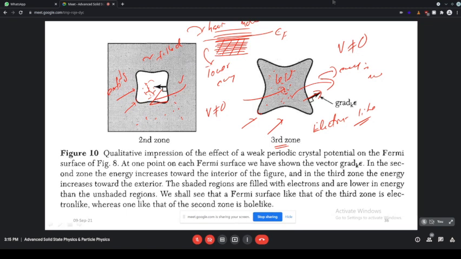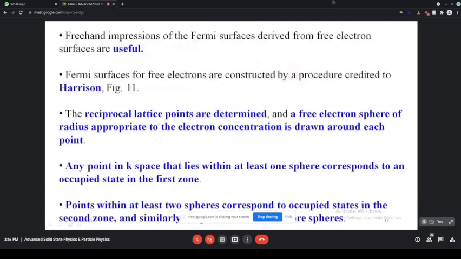As you go inside, there will be an increase in energy, and because these energy levels are empty, this is known as hole like behavior. Okay, because this is empty, and this is surrounded by the filled energy levels, this is known as third zone electron like behavior in this case, and in this case this is known as second zone hole like behavior. Third zone Fermi surface is behaving like electron like behavior, and second zone Fermi surface is behaving like hole like behavior. Okay, therefore we can represent the Fermi surface in this way.